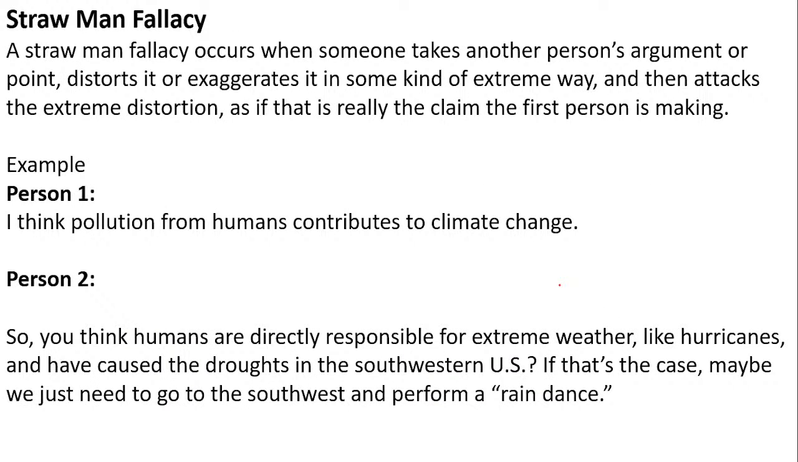Now you have straw man fallacy. Straw man fallacy occurs when someone takes another person's argument or point, distorts it or exaggerates it in an extreme way. What happens here is two people are talking, but the other person takes the first person's argument and exaggerates it so much. Exaggerates means in Hindi we call it बढ़ा चढ़ा के बोलना. He is unnecessarily saying too much about that point, or he is taking it to a next level.